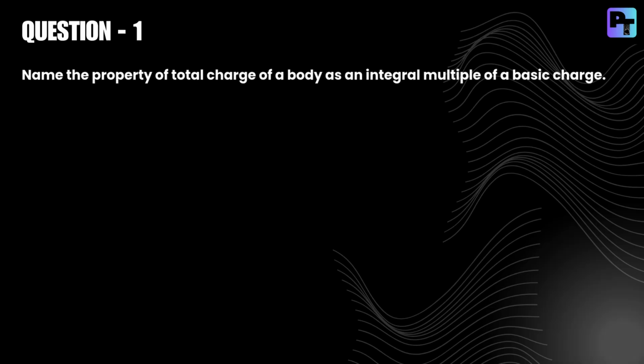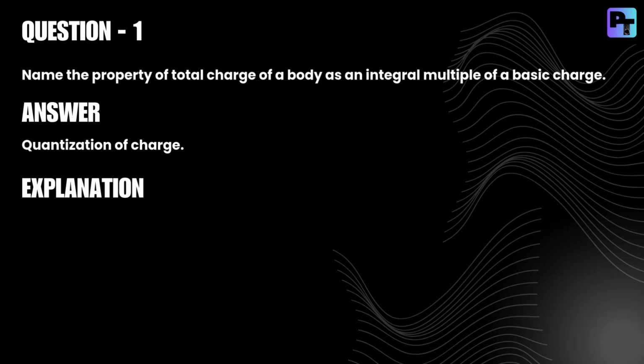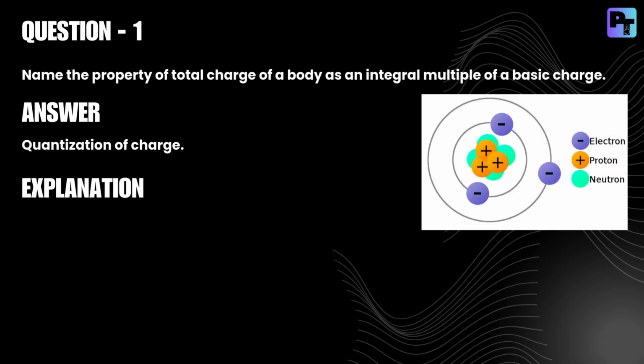Name the property of total charge of a body as an integral multiple of a basic charge. Answer is quantization of charge. Let me explain in detail. There's a fundamental, smallest unit of charge called the elementary charge, symbolized by e. This is the charge carried by a single proton, positive charge, or a single electron, negative charge. Its value is incredibly small, about 1.6 into 10 raised to minus 19 coulomb.